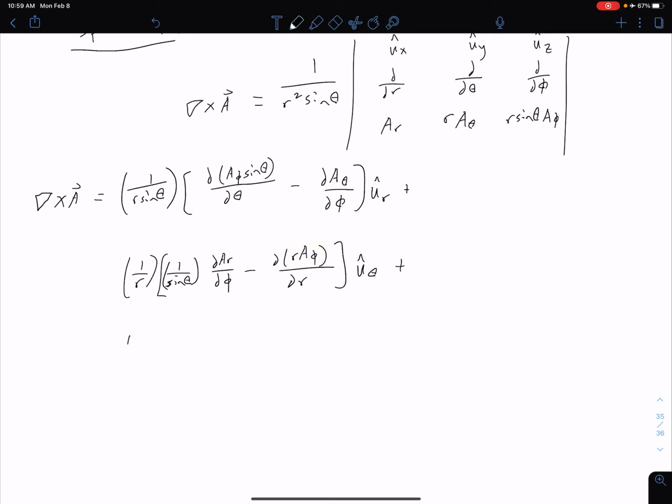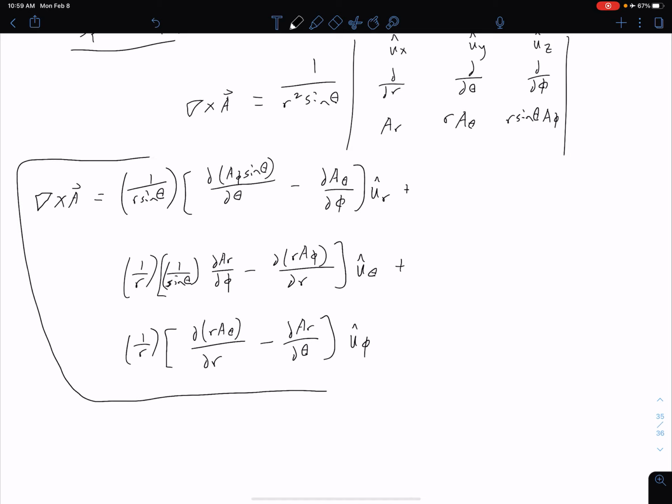So then finally, one more term, we have 1 over r times the whole quantity of the partial of r times A sub theta with respect to r, minus our partial of the r component with respect to theta. So you can see even just writing these, and that's in our phi direction, even just writing these is kind of difficult. So it takes a lot of time to sort of do anything with this.